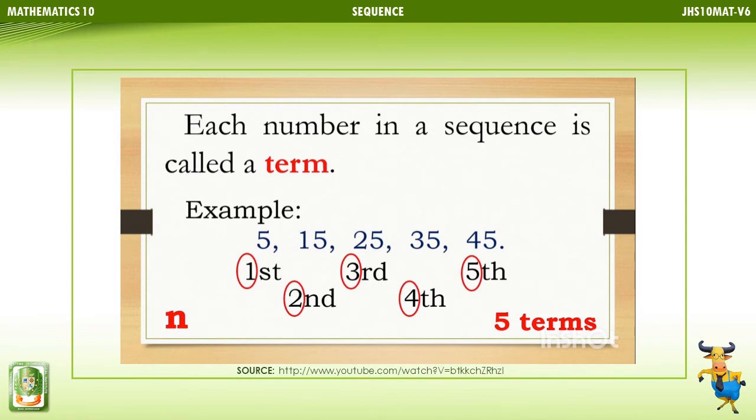Now, remember that your n is represented by the order. Yung n natin, yan ay order nung terms natin. Hindi yan yung mismong number na ang ilalagay natin ay yung 5, 15, 25, 35, and 45. Hindi yun. It's the order. It's 1, 2, 3, 4, 5.